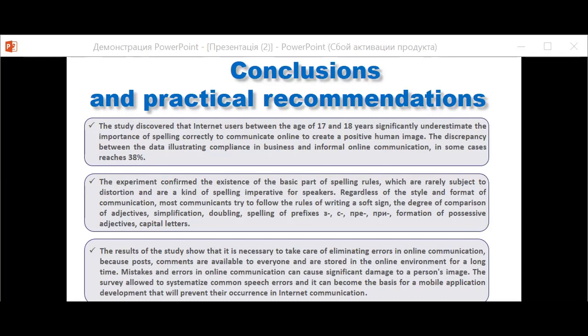The results of the study show that it is necessary to take care of eliminating errors in online communication because posts, comments are available to everyone and are stored in the online environment for a long time. Mistakes and errors in online communication can cause significant damage to a person's image. The survey allowed to systematize common speech errors, and it can become the basis for a mobile application development that will prevent their occurrence in internet communication.